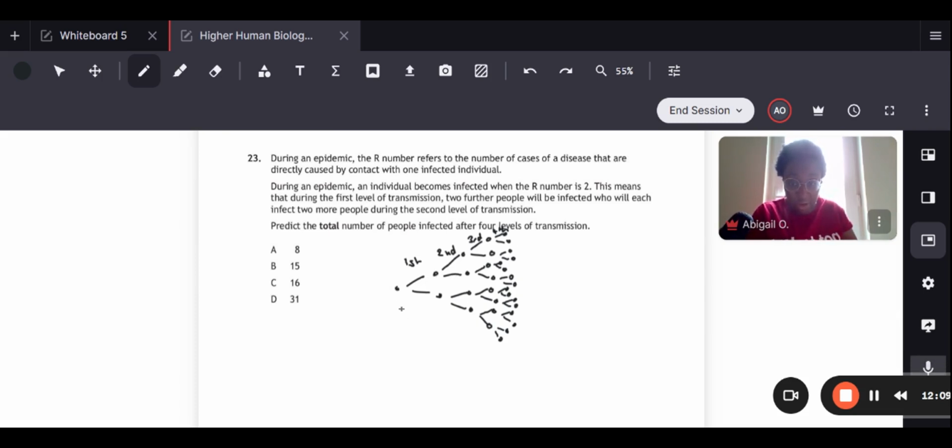If you count up everyone here, you get 1, 2, 3, 4, 5, 6, 7, 8, 9, 10, 11, 12, 13, 14, 15, 16, 17, 18, 19, 20, 21, 22, 23, 24, 25, 26, 27, 28, 29, 30, 31 people. That's a super spreader.